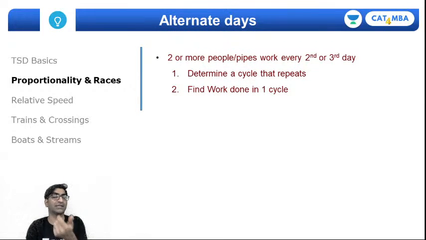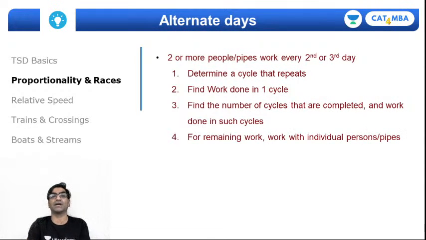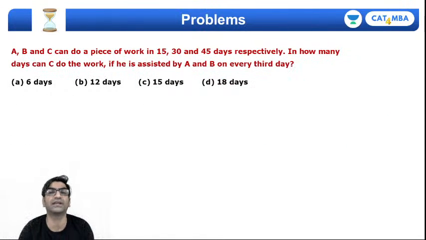work done in one cycle. This will help you calculate how many complete cycles there will be, and hence how much work will be completed in such number of cycles, right? And lastly, whatever work is left, then you'll start working on individually, right? Then next day who works and how much work will get done, and so on and so forth, right? So that's the approach to be taking with problem on alternate working, right?